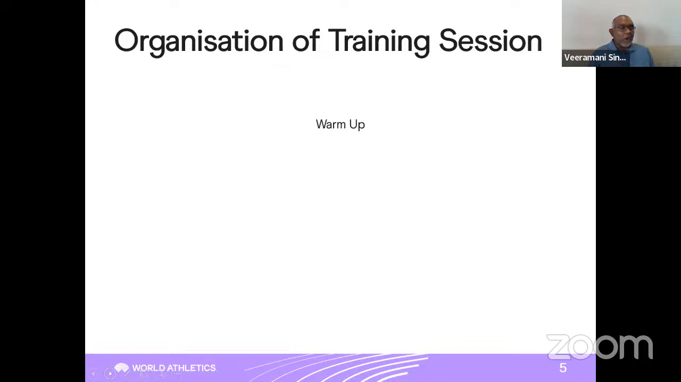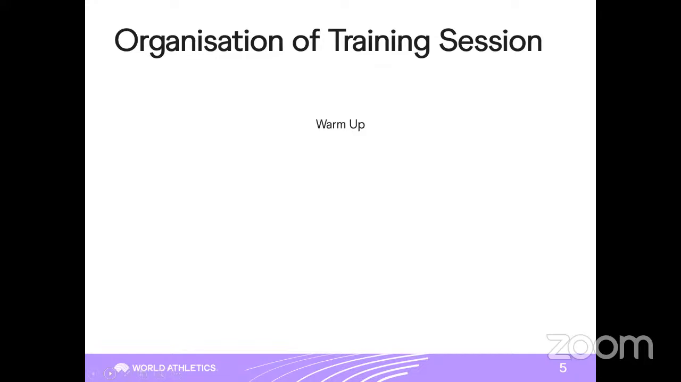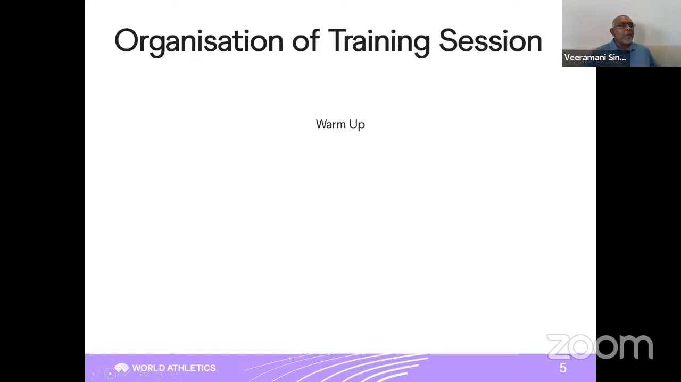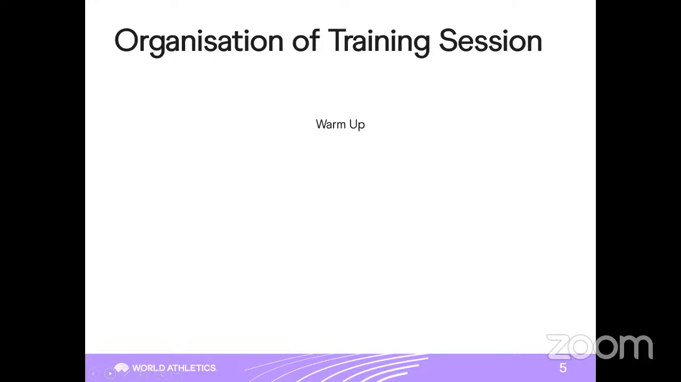So how do we organize a session? The sessions are pretty much begun by a dynamic warm-up. Warm-up is always a main routine. So what's the purpose of a warm-up? Can somebody tell me? You can prepare your body for the upcoming event, your session, your training. Okay, so to prepare for the upcoming session. Say again, Sahana?